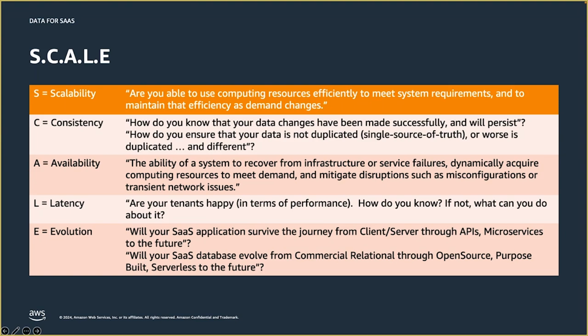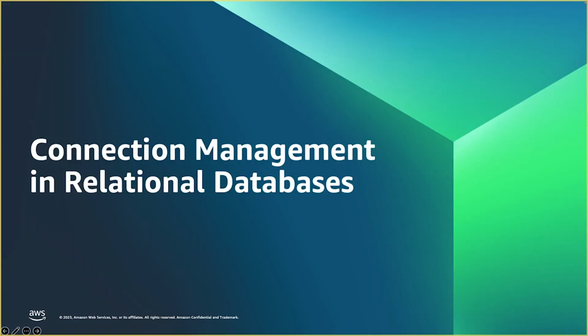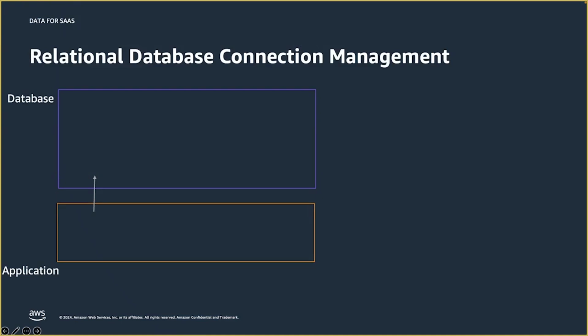That is to say, are we using the compute resources that we have available efficiently, and can we dynamically scale those compute resources as our demand changes over time? In this session, we're going to focus on what is challenging about database connection management, particularly in the context of multi-tenancy, and we'll have a look at the solution using RDS proxy for multi-tenant connection management, and we'll also look at an alternate approach using the RDS data API, and we'll then finish off with a demo showing how to use the RDS data API in a multi-tenant scenario. So let's get right into it.